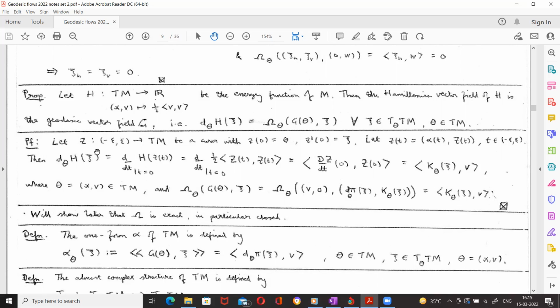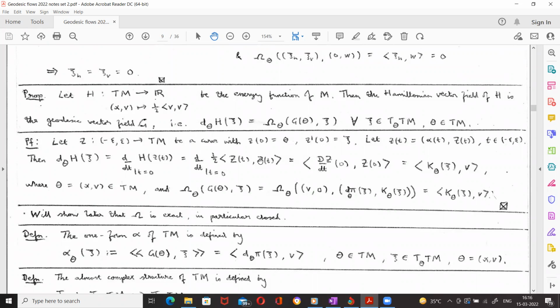It's a very short proof. You're given a tangent vector xi in T theta TM, and theta is a point x comma v in TM. You let z be a curve in TM so that z0 is theta and z prime 0 is xi. So z of t I can write as a curve alpha in M together with a vector field capital Z along alpha, a pair alpha t comma Z t. Now what is dH theta of xi? This is d/dt at t equal to 0 of H of z t, and H of z t is just half the norm squared of capital Z t.